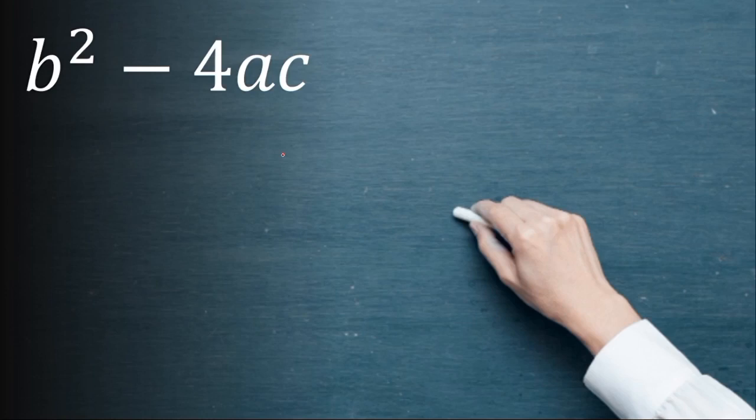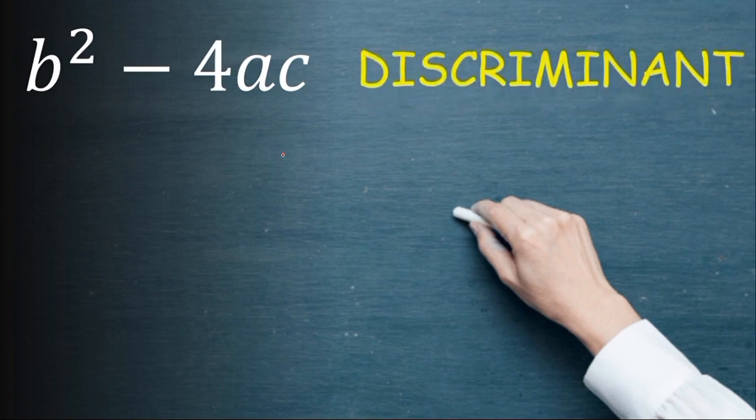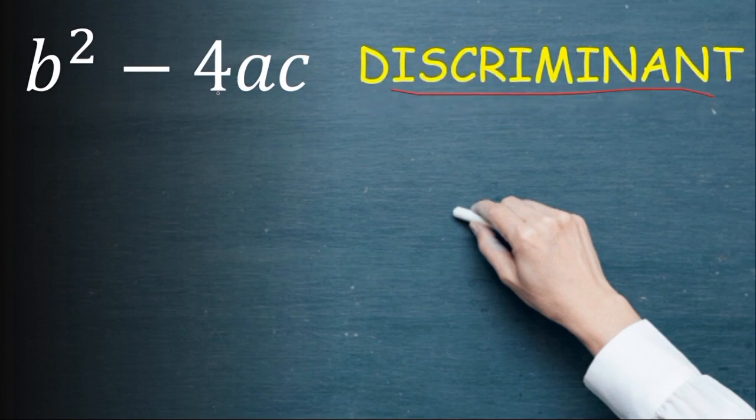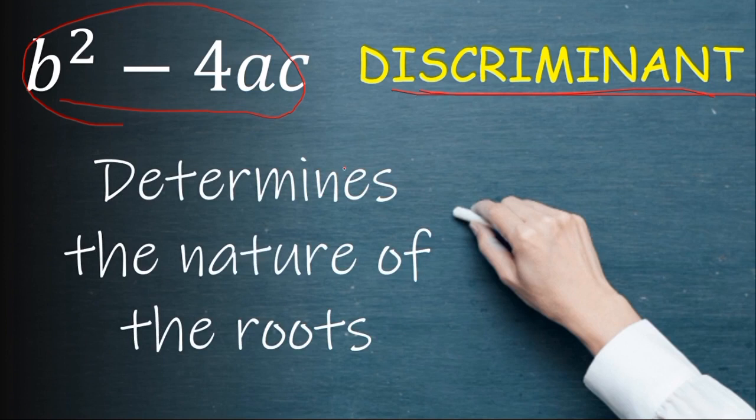So b squared minus 4ac. I know you are familiar with this formula because it can be seen in the quadratic formula. B squared minus 4ac is called the discriminant. Remember that. B squared minus 4ac is the discriminant. And the discriminant determines the nature of the roots. When we say the nature of the roots, it is the character, or it gives character to the roots. Is that clear? Okay, let's proceed.